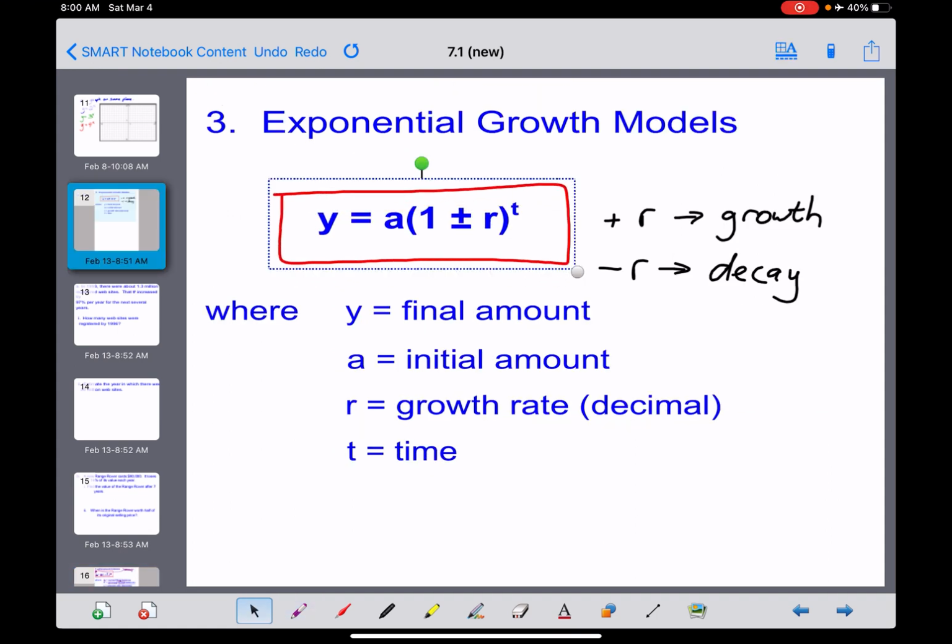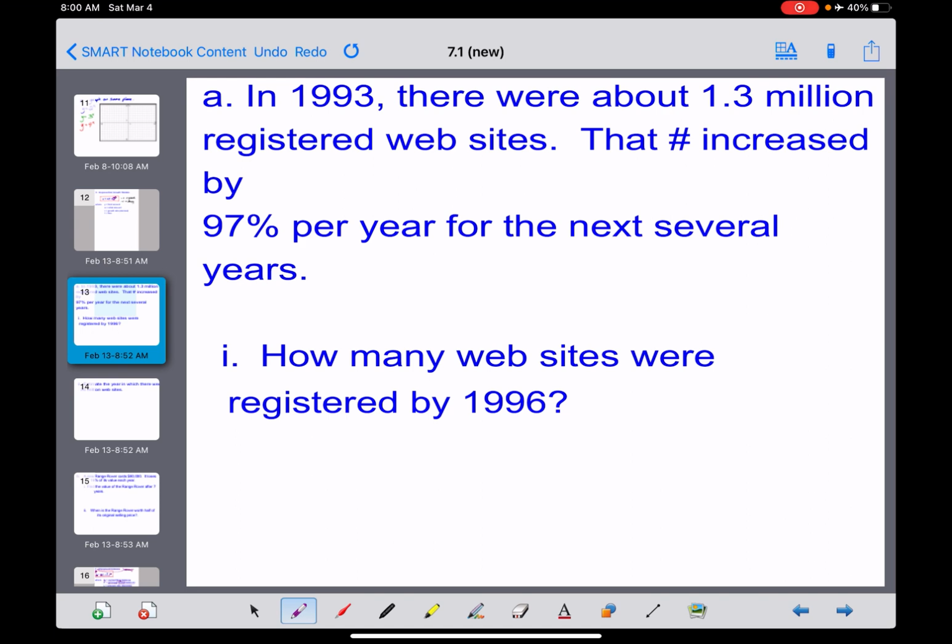Now, the reason this formula looks much more complicated than what we had before has to do with something that I talked about when we did this problem before, guys. The key here in an exponential growth model is that this unit of time right here and the unit of time used in the rate have to match up with each other. Like, for example, in this problem right here, we were talking about websites growing at 97% per year. And then the question was, how many websites were registered by 1996?